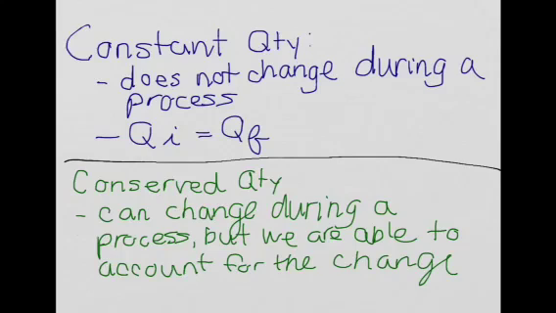If we think about a constant quantity, that's a quantity that does not change during a process. If some quantity is constant, that means that the amount you have initial equals the amount you have final. When we think about a conserved quantity, it's a little bit different, because a conserved quantity can change during a process, but we're actually able to account for that change. So we know where it went if we lose it, or if we have more in the final state, we know where it came from.